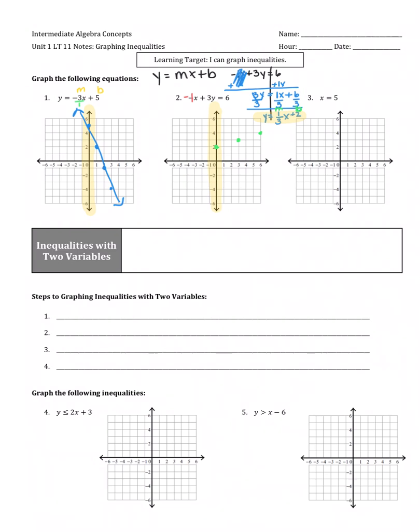Okay, if I can't go up 1 and to the right 3, the opposite of that is going down 1 and to the left 3. So I can keep going with that until I don't have any other graph left. I'm just going to go ahead and put that line right in there.